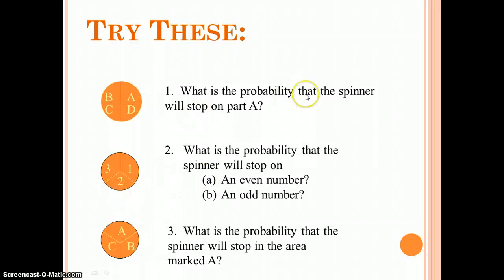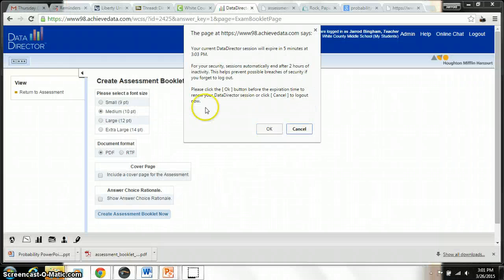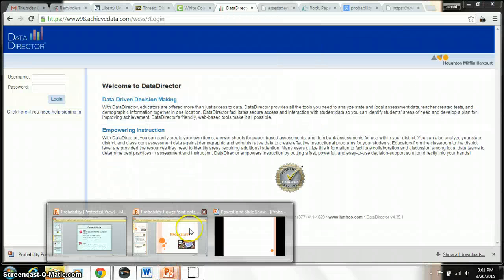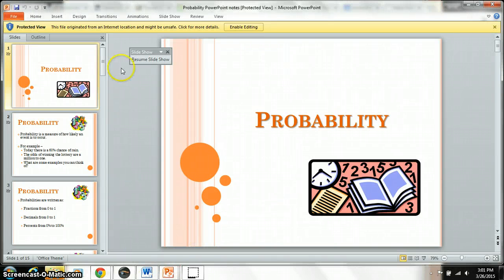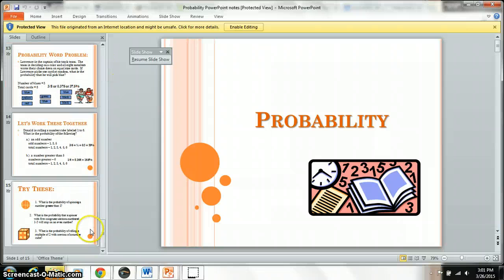Let's look at these examples. All right. Let's see if no, they didn't. Oh, cancel that. Sorry about that. Let's go back to that last slide.